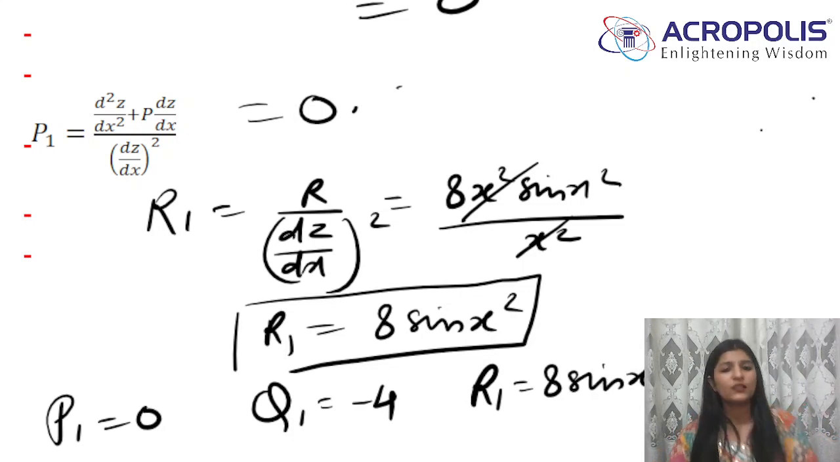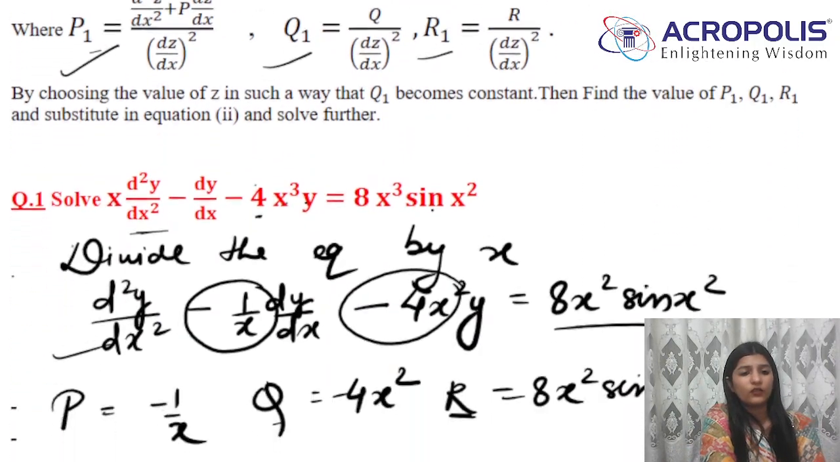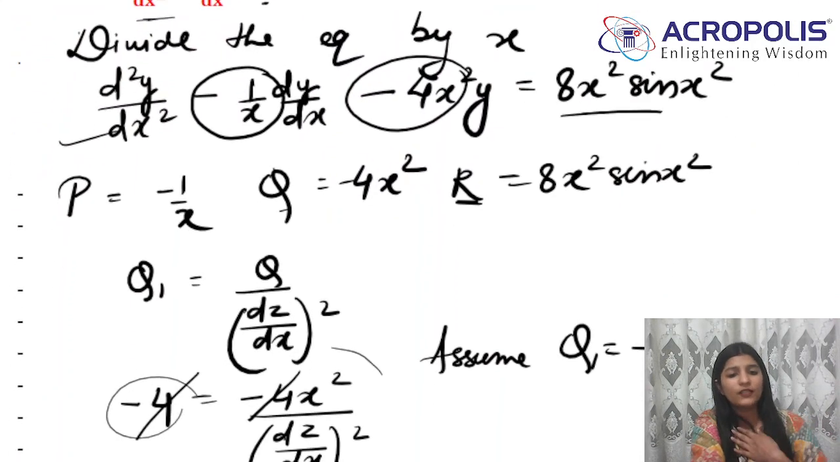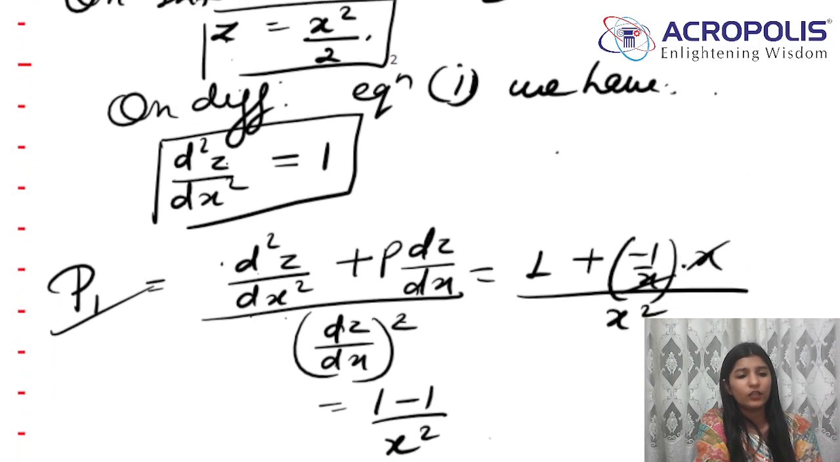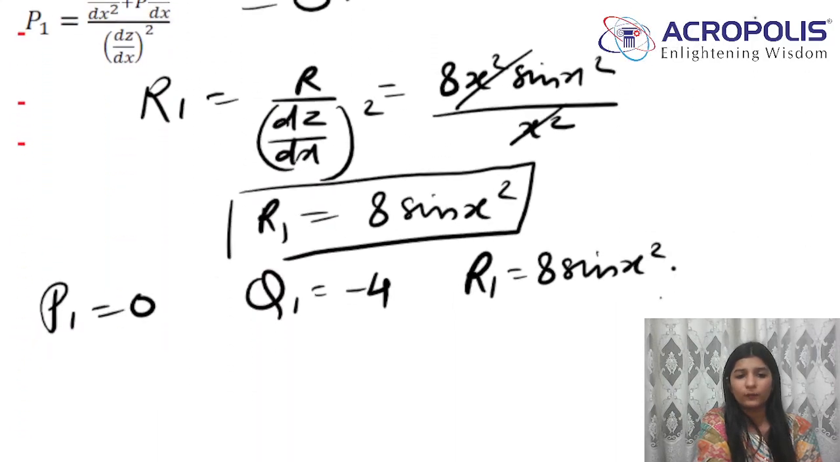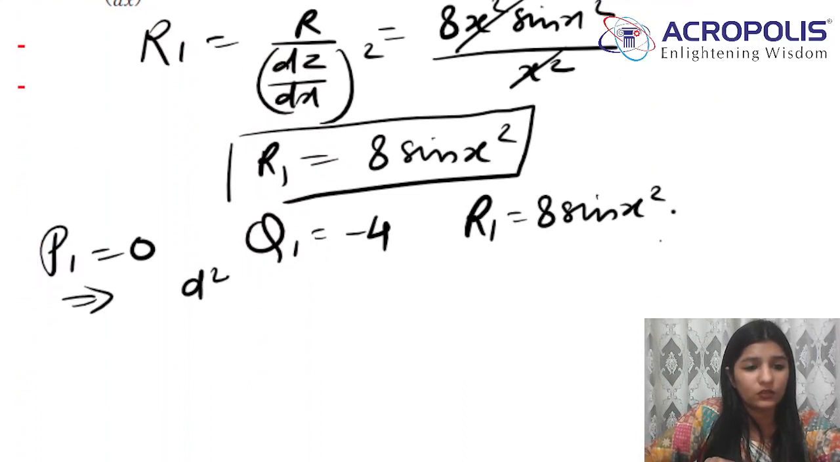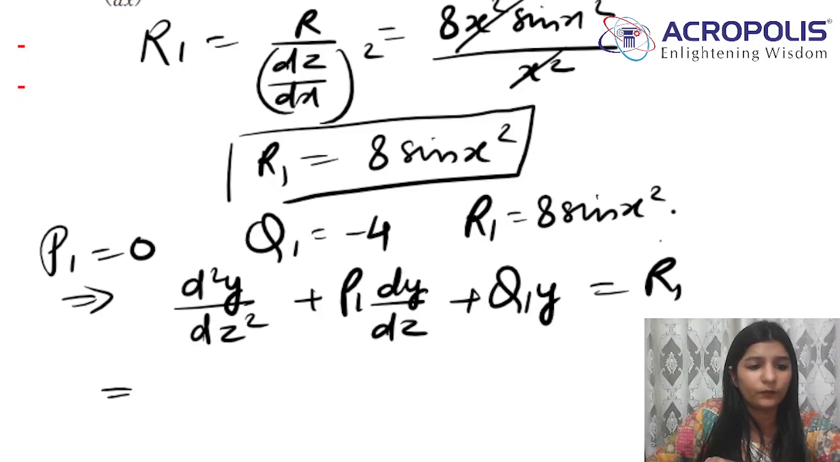Now, from the start, first of all, we convert the equation into standard form. We find out the value of P, Q, R. We assume the value of Q1 as some constant and with the help of this find out the value of P1, R1 and Q1. Now put all these values in the equation. Which equation? d square y by dz square plus P1 dy by dz plus Q1 y equals R1.